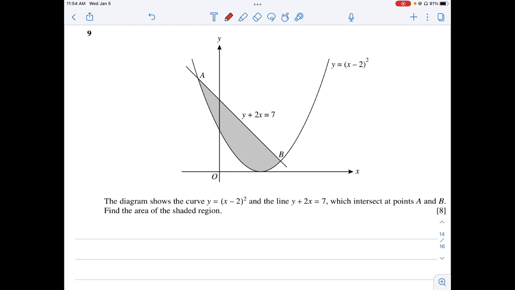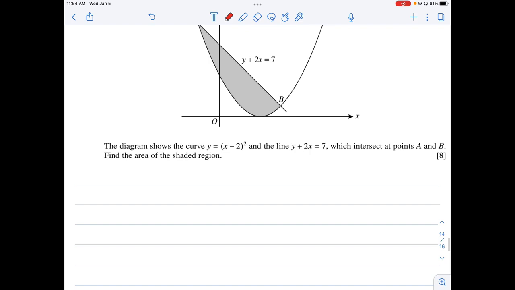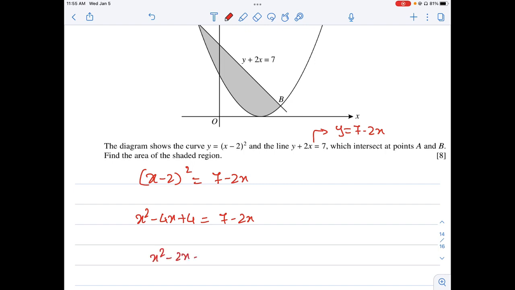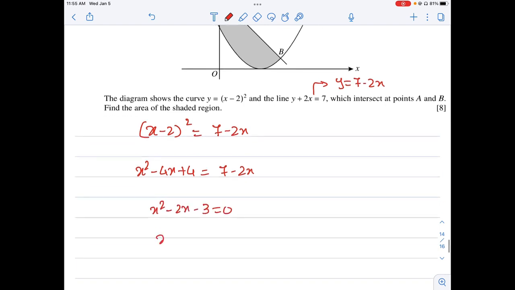Coming to question number 9. The diagram shows a curve and a straight line that intersect at points A and B. Find the area of the region. So first of all, I have to solve that one. X minus 2 whole square is equal to, the y value will be from here, 7 minus 2x. So x square minus 4x plus 4 is equal to 7 minus 2x. So x square minus 2x minus 3 is equal to 0. I factorize it out. X minus 3 times x plus 1 is equal to 0. So I get x equal to 3, x equal to minus 1.